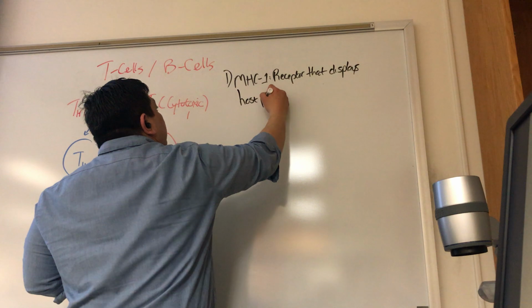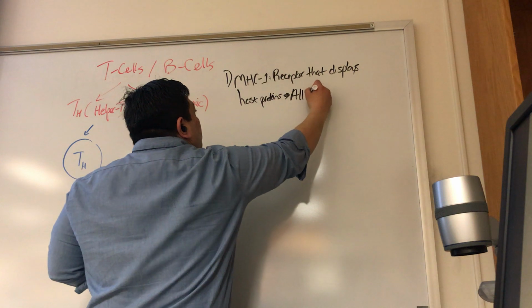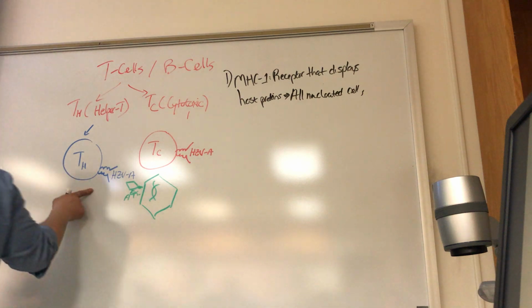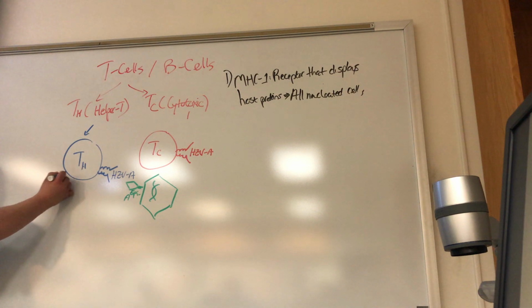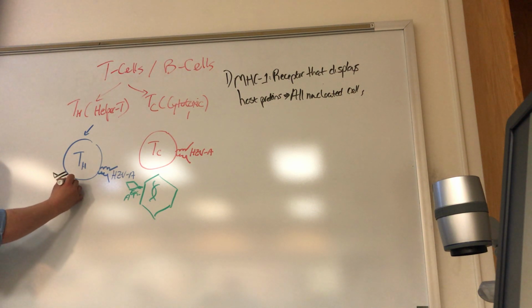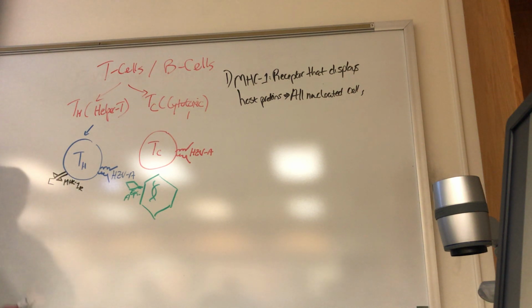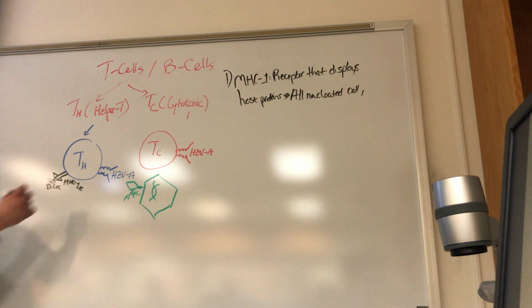MHC1 displays host proteins. That means your proteins. And it's found on all nucleated cells. In other words, my helper T cell, my cytotoxic T cell, those all have MHC1 receptors. And it's going to display my protein over here. And it's going to display a protein my body makes with specific tags that says this comes from my body.